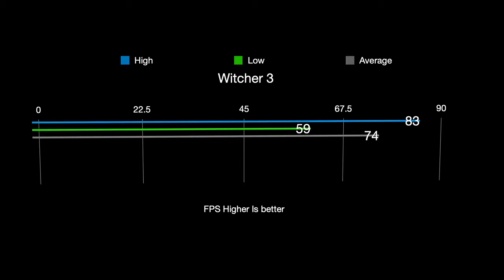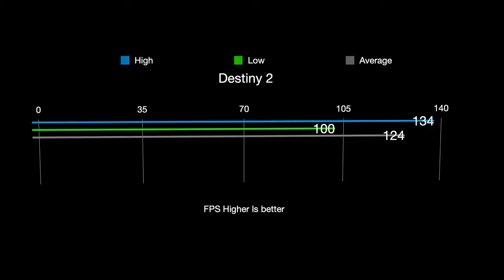And so when playing The Witcher 3, though, I did notice some, I'll call it stuttering. I think it was mostly load time issues, because I was running it off of a hard drive instead of an SSD. But I only saw that whenever you were starting to load into a new area, there was just a little bit of stuttering. Destiny 2 at 1080p, the high was 134, low was 100, and the average was 124.